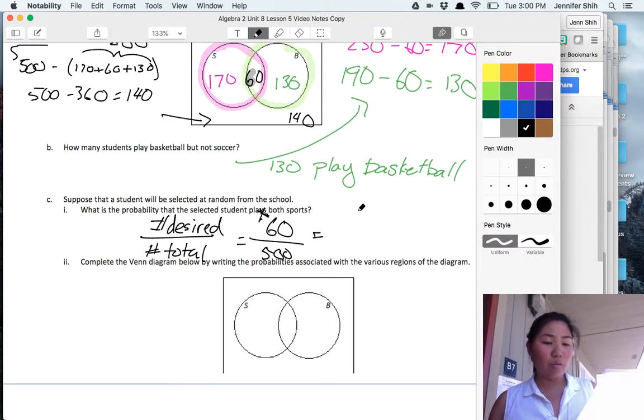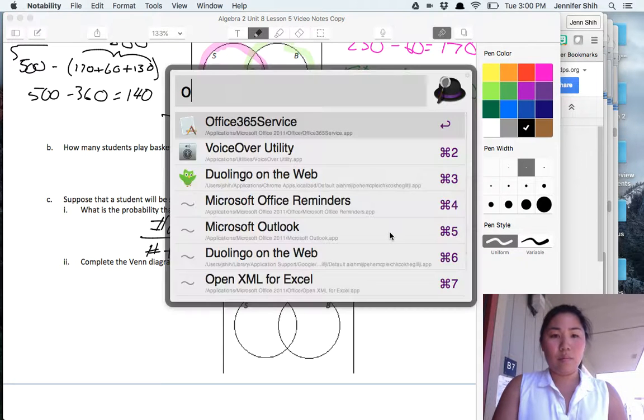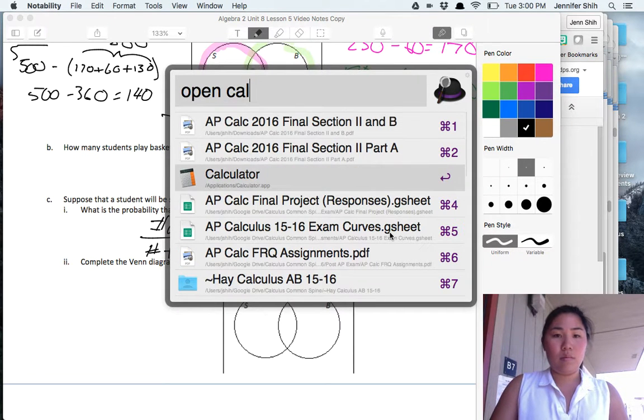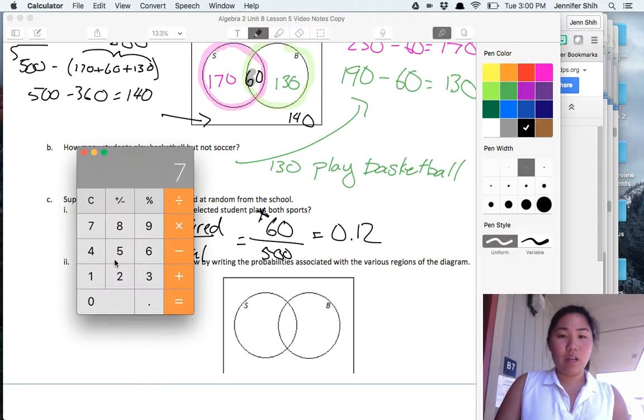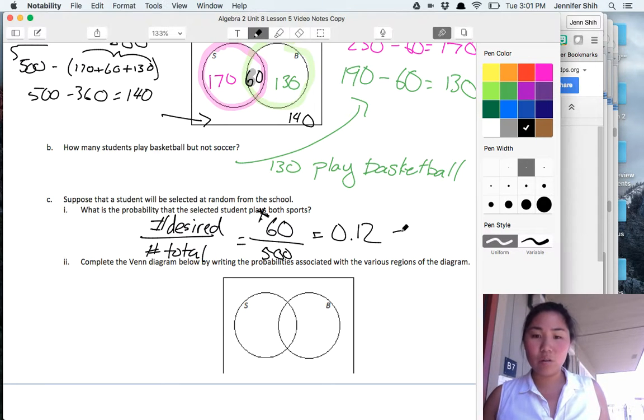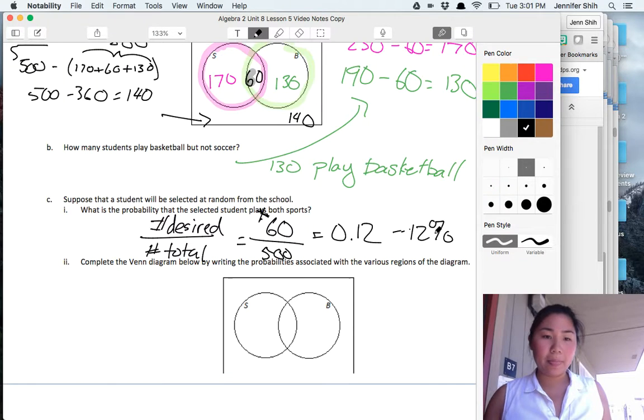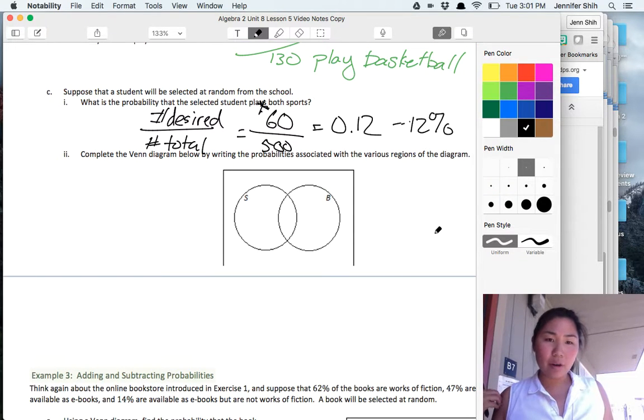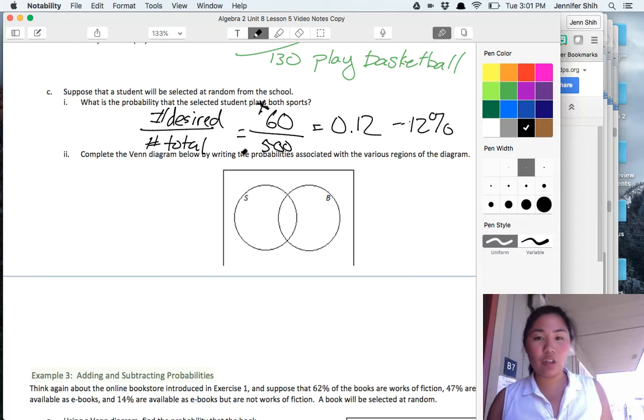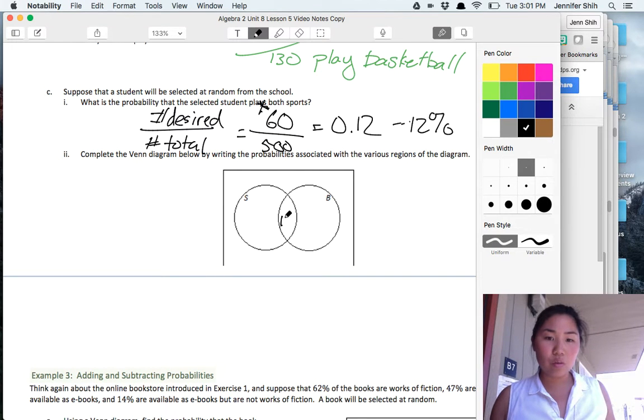That means 60 over 500. Plug it into your calculator. 60 divided by 500 is 12 hundredths, or 12%. Next: complete the Venn diagram below, writing the probabilities associated with each region. We found out the first one. The first one is 12%, or 0.12.